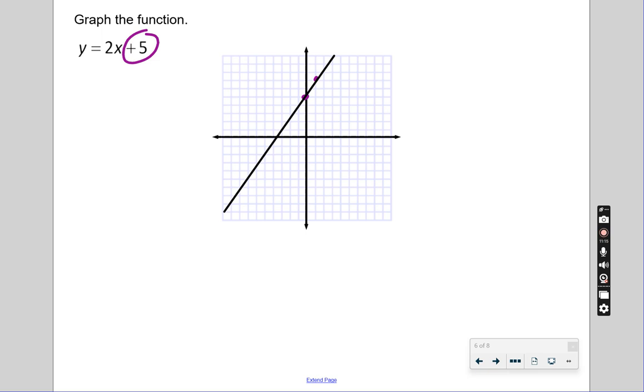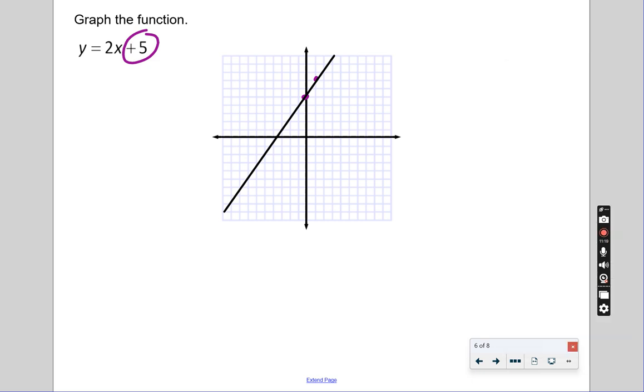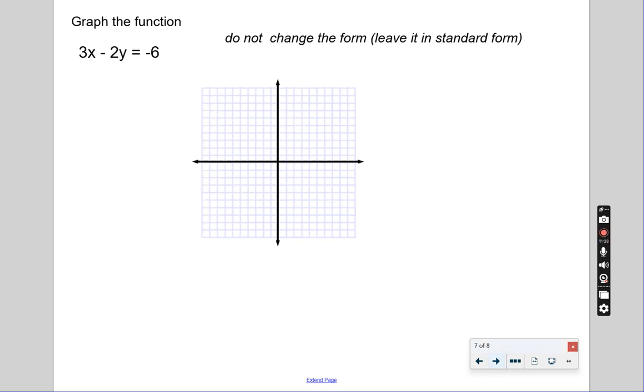And we should always make our line go to the end of the graph. And what else should I draw on these? Arrows. Okay, so please don't connect these 2 points and make a little segment and stop. Draw it across the whole graph and put arrows. All right, here's another one. Which form is this in? Standard. And notice it says, do not change the form.